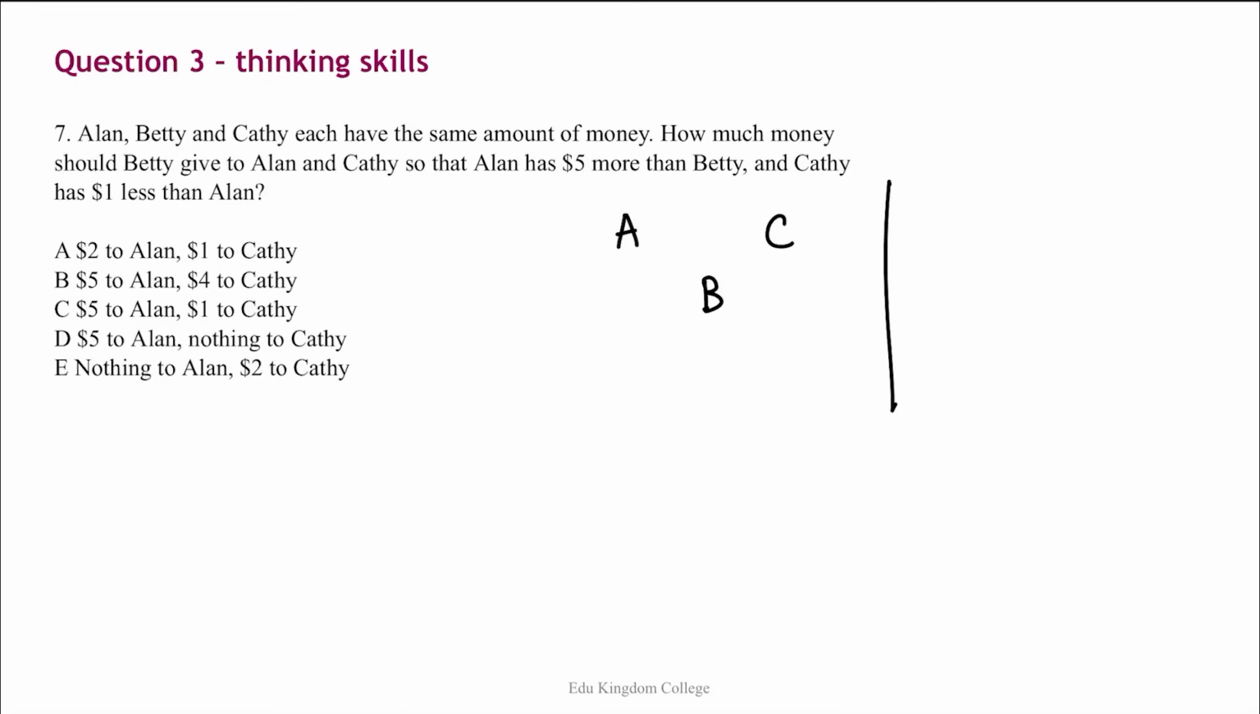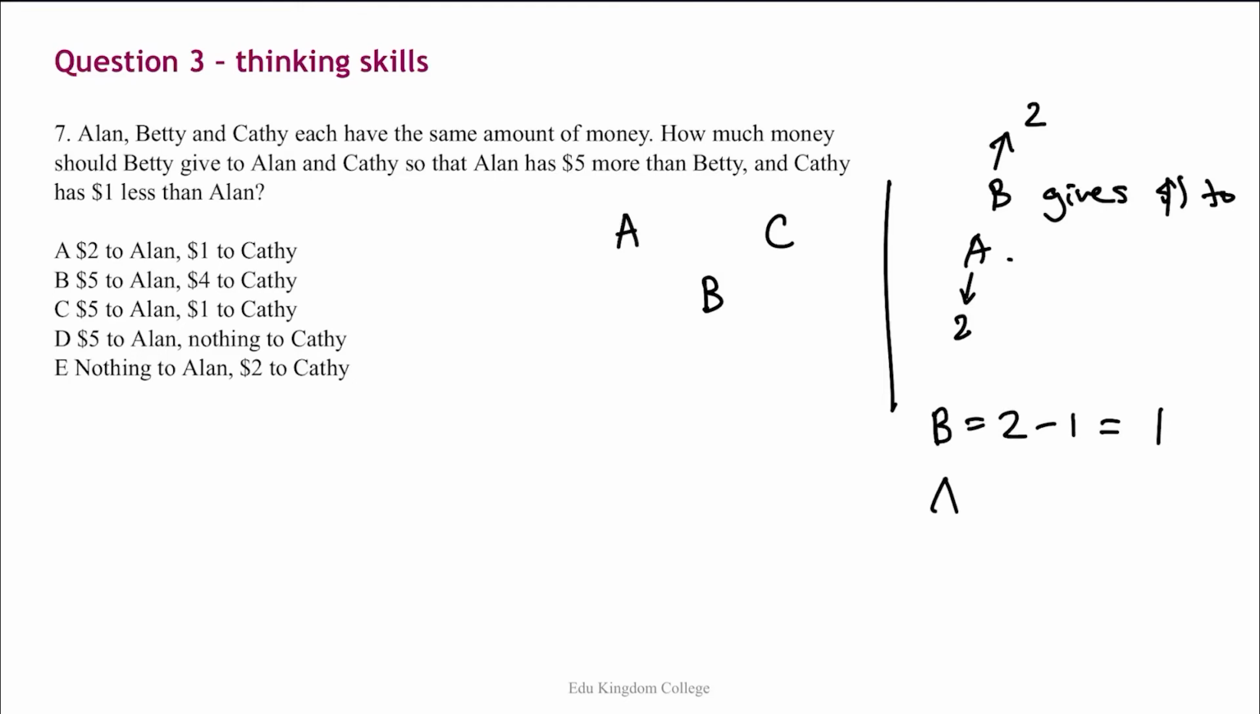Okay? So, let's say Betty gives $2. Actually, not $2. Let's say $5. Actually, maybe that's a bit too much. $1 to Alan. Okay? Then Alan, who had, let's say Alan had $2, Betty also had $2 before. If Betty gives $1 to Alan, how much does Betty have? If Betty gives $1, she has 2 minus 1, which is $1. To Alan, who had 2 before, he just got $1 extra. How much is that? 3.